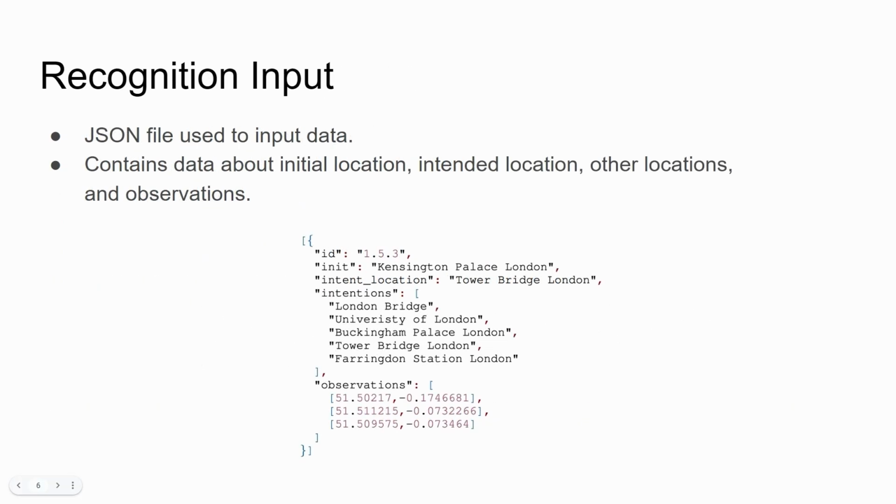We use a JSON file to enter the input data used for the system. We use init to set our starting location. In this case, it is Kensington Palace, London. Intent location is the destination that is intended for our agent. Intentions is an array that contains a set of destinations, including our intended destination. These will be used to compare the agent's probabilities and see if it is achieving the correct destination. Observations are different points along the ideal path that we use to make sure the agent follows a certain route.